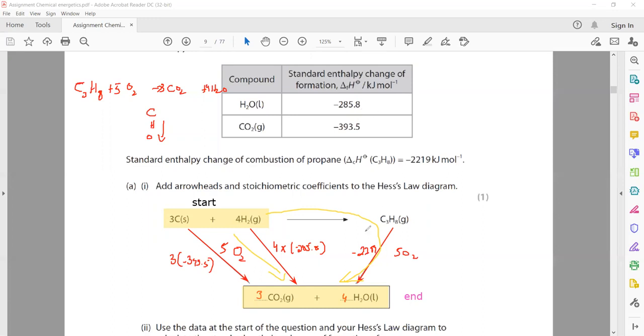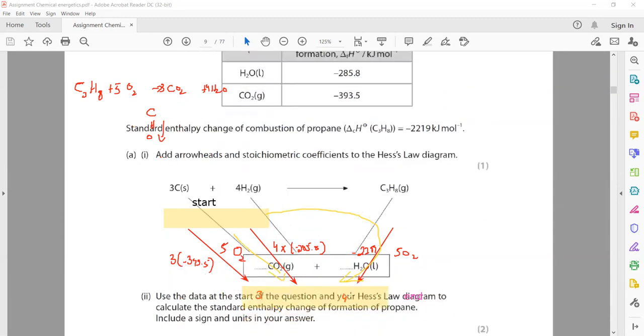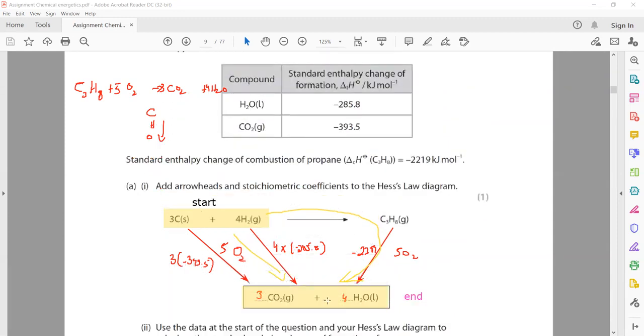The combustion of propane is given as negative, as well as the formation of water and the formation of carbon dioxide, because these are negative, which shows it is an exothermic reaction. What we have to find, according to the question, is the formation of propane. So this is the formation of propane, which is unknown, so this is X.